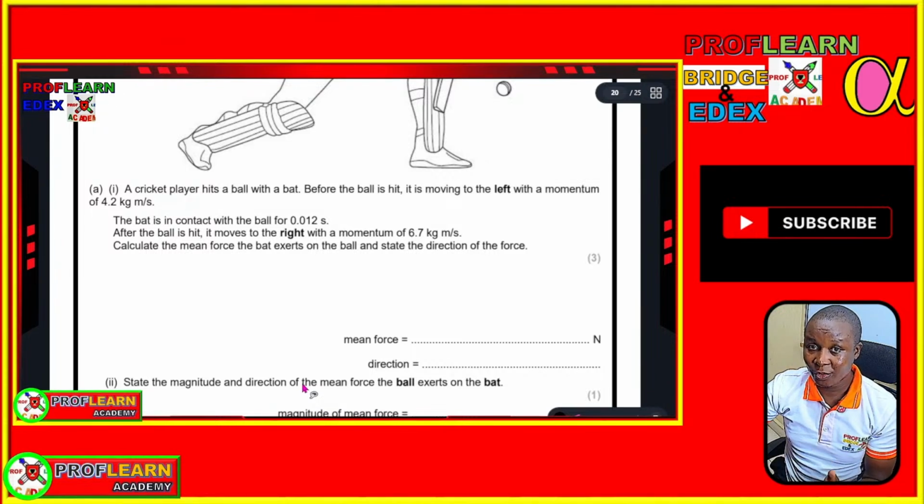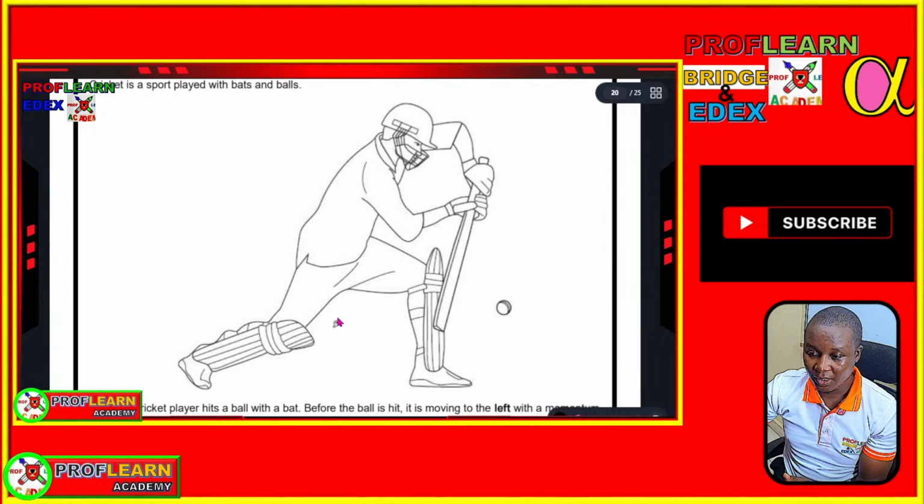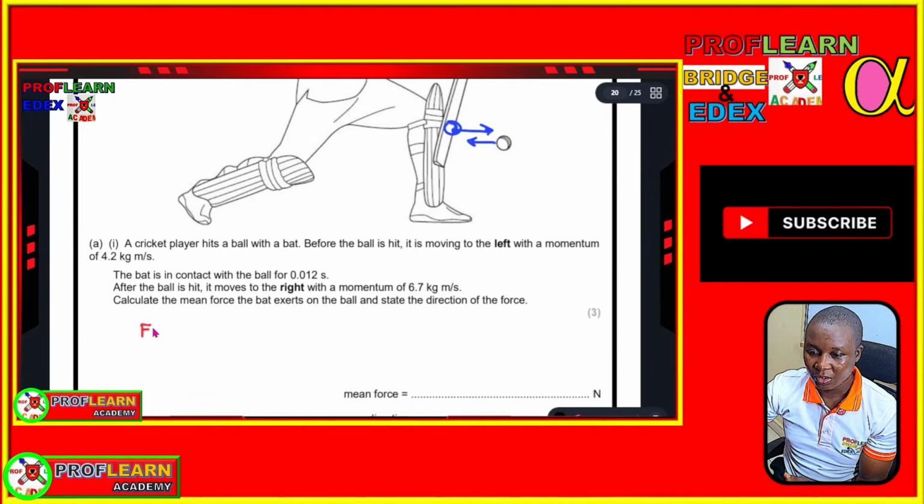So remember, to the left we can assign negative because momentum is a vector quantity, so it has direction. To the left we can assign negative, to the right positive. Then we have the time to be 0.012 for the change of momentum. Then we can say Ft is equal to change in momentum. In this case, we have one moving in this direction and this one moving the other side.